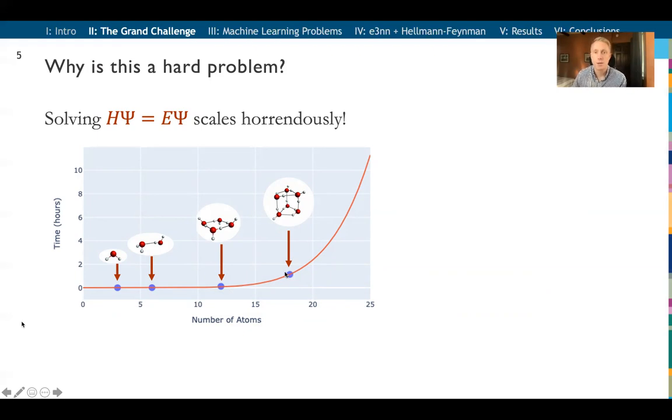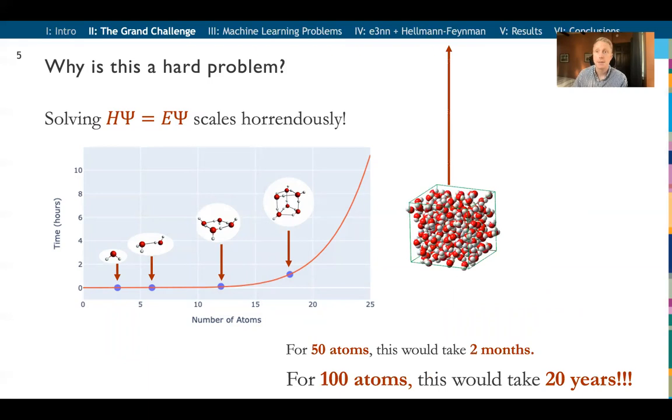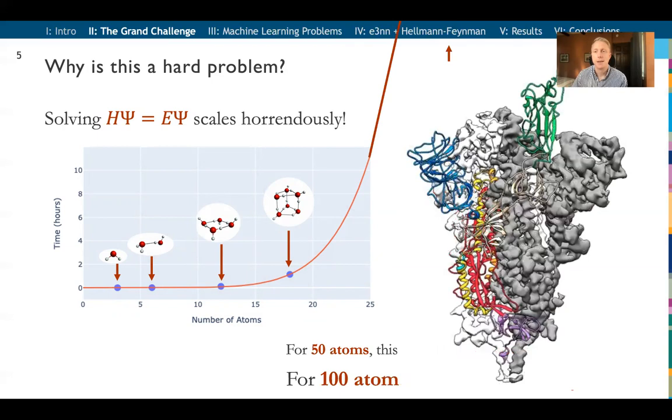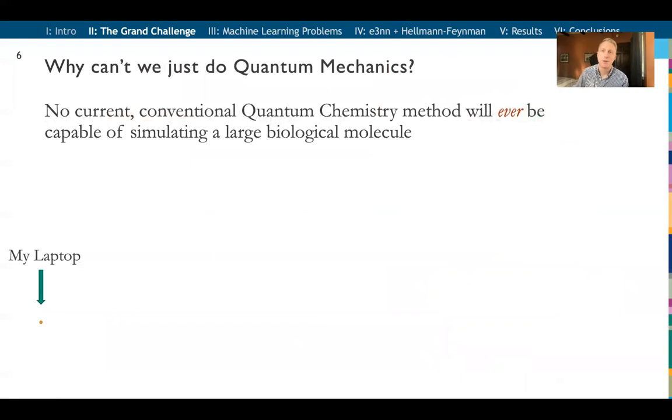But the scaling is really starting to take off here. And the estimate is that if I wanted to do this for 50 atoms, this would take something like 2 months. And for 100 atoms, this could take like 20 years. Which means that, if we want to do something like the spike protein, then we're just out of luck. So, you might push back on me and say, well, that's just your laptop and you're doing coupled cluster, which is like gold standard stuff. What if we do something more reasonable?